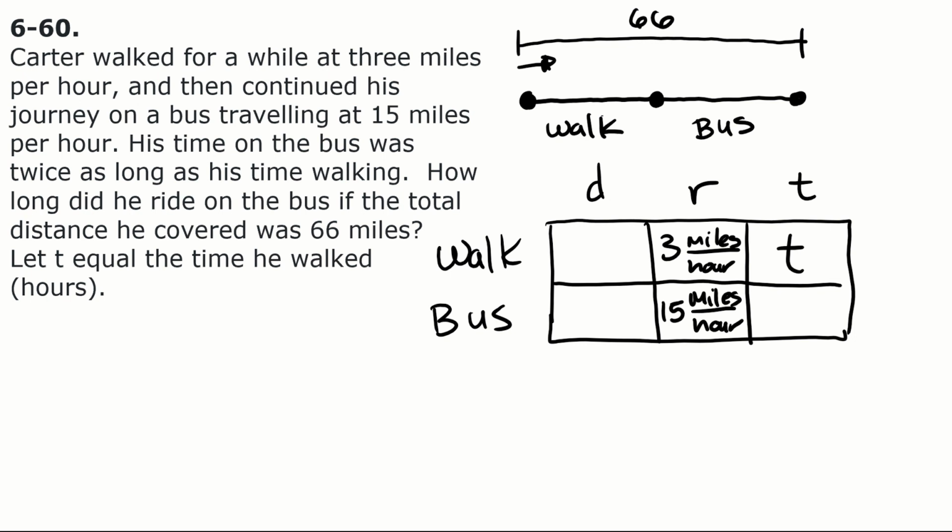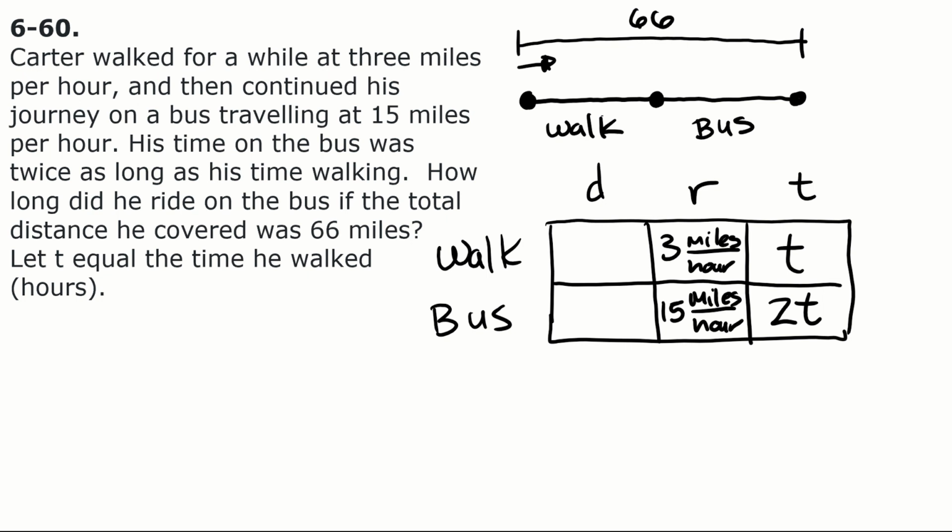And I feel like I'm missing a detail, so let me read this again. Carter walked for a while at 3 miles per hour and then continued his journey on a bus traveling at 15 miles per hour. His time on the bus was twice as long as his time walking. Oh, okay. So if he walked for t hours, then that means that he was on the bus for twice that, 2t hours. I think we're good. Are we good?